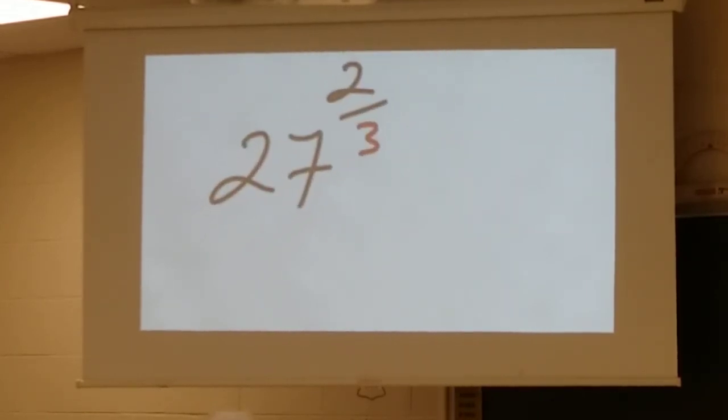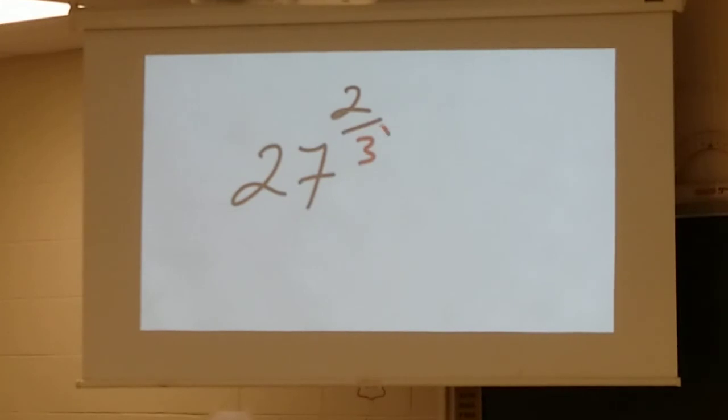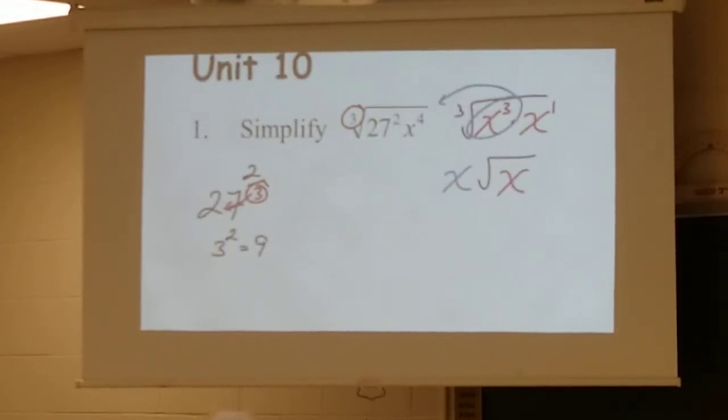Now, back to this 27 to the 2/3, I still should simplify this. Why don't you find the 3rd root of 27? That's 3, because 3 times 3 times 3. And then I can square, and that'll end up being 9. So when I take care of 27, I end up getting the number 9. And then I did all this stuff with the x, which is still a part of this answer.